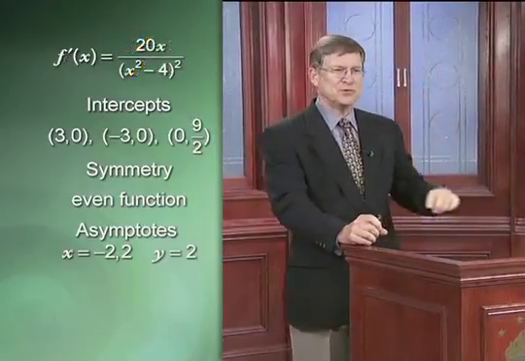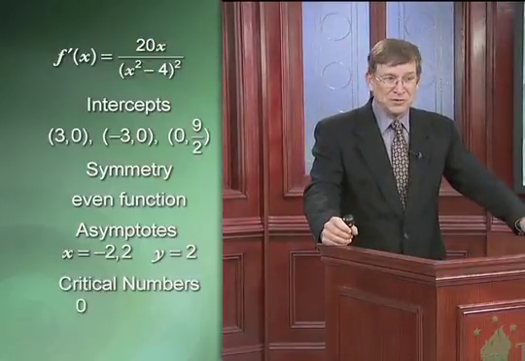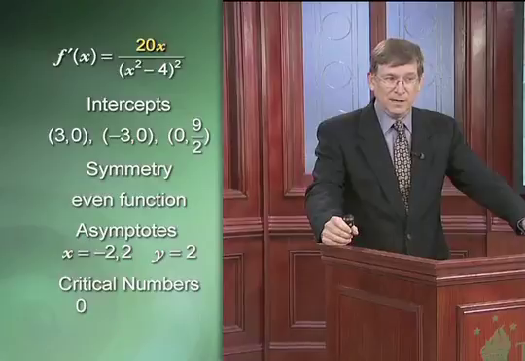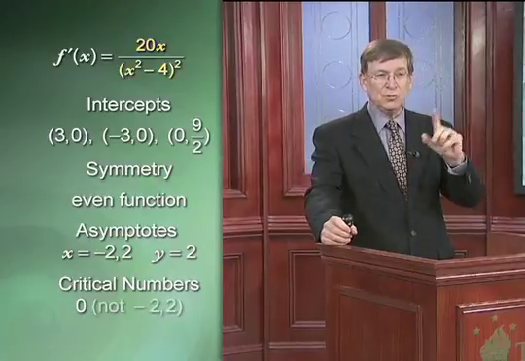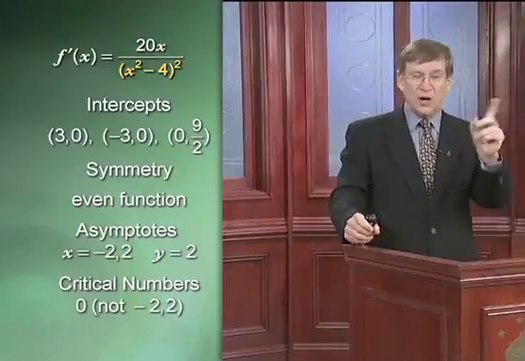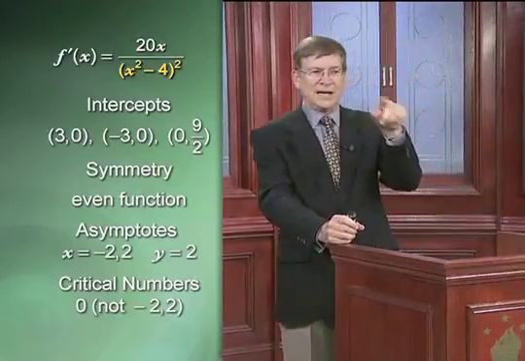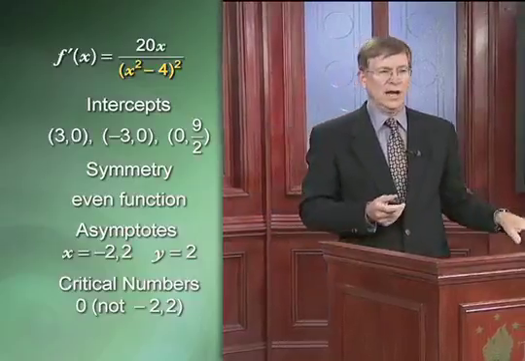Step down to the first derivative. Are there any critical numbers? Well, 0 is a critical number because that makes the numerator 0, but be careful, 2 and minus 2 are not critical numbers. Those are the asymptotes. They are not in the domain, are they? There's only one critical number, and it's actually one of the intercepts, (0, 9/2).